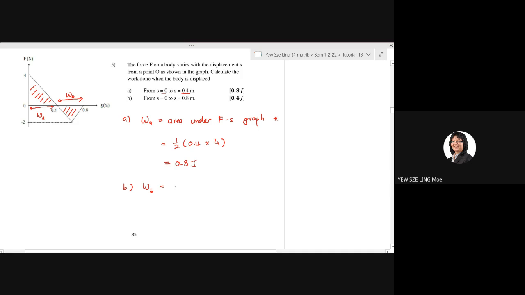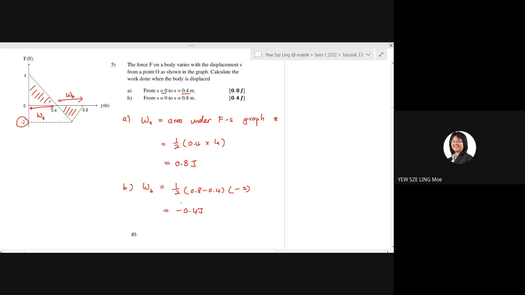So WB is now equal to 1 over 2 times the base. Now how to calculate the base? 0.8 minus 0.4. And then the height. Now you need to include the negative sign, because now you have a negative force. So negative force, you will have a negative work done, which represents energy loss. So negative 2. So it will give you negative 0.4 joule.